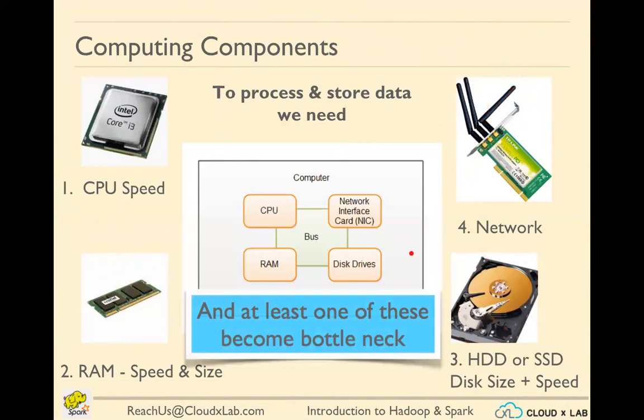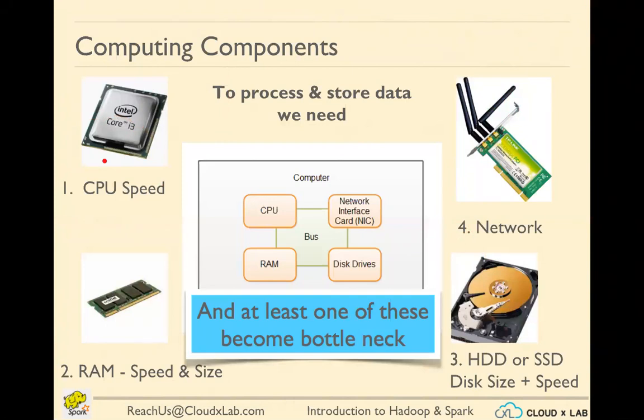When big data comes into play, at least one of these components will become the bottleneck, meaning you can't go further without using some other computer together. So it could be the CPU.